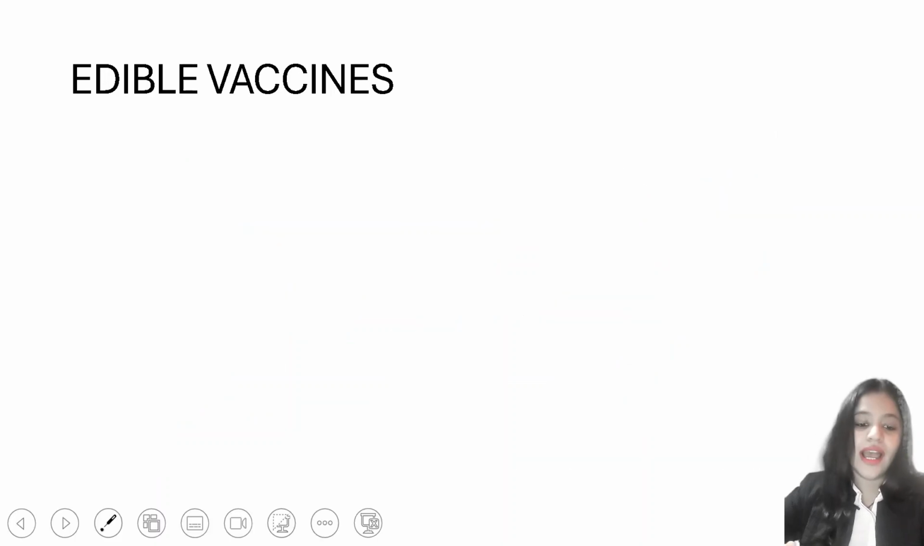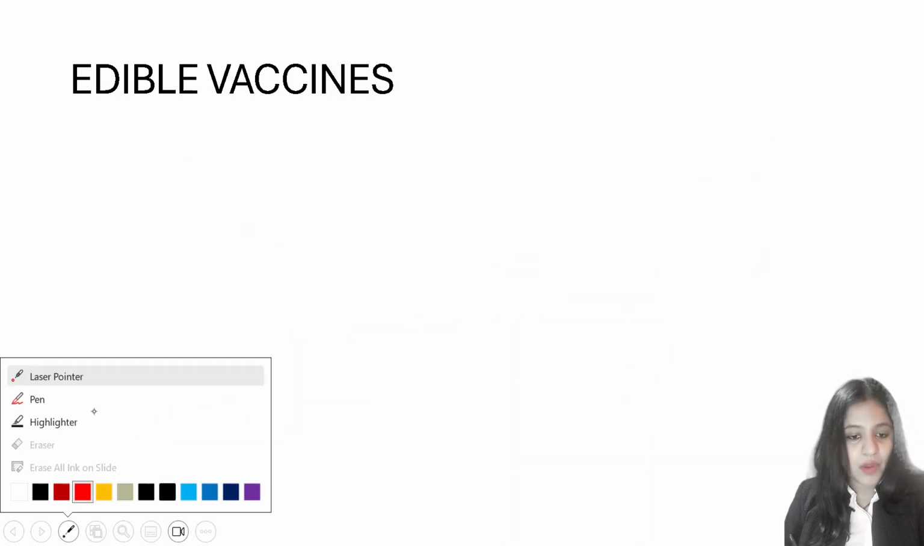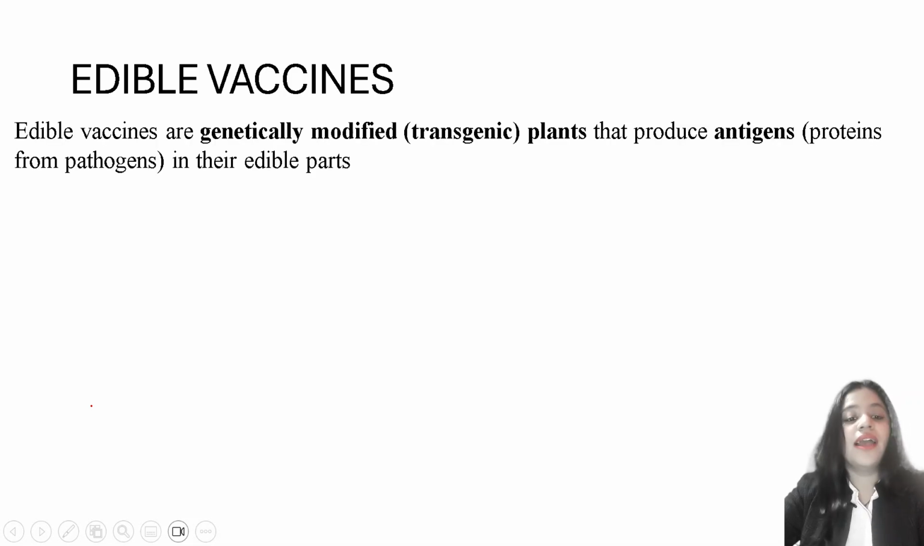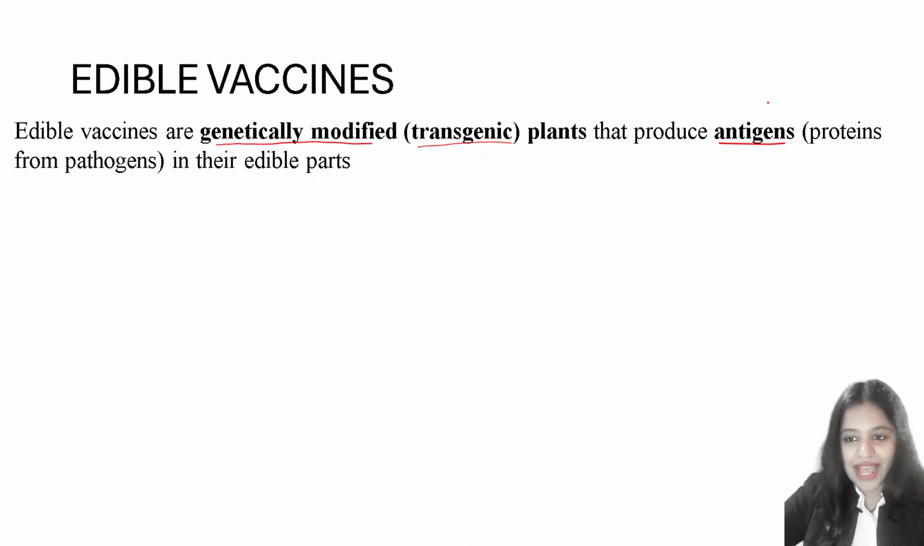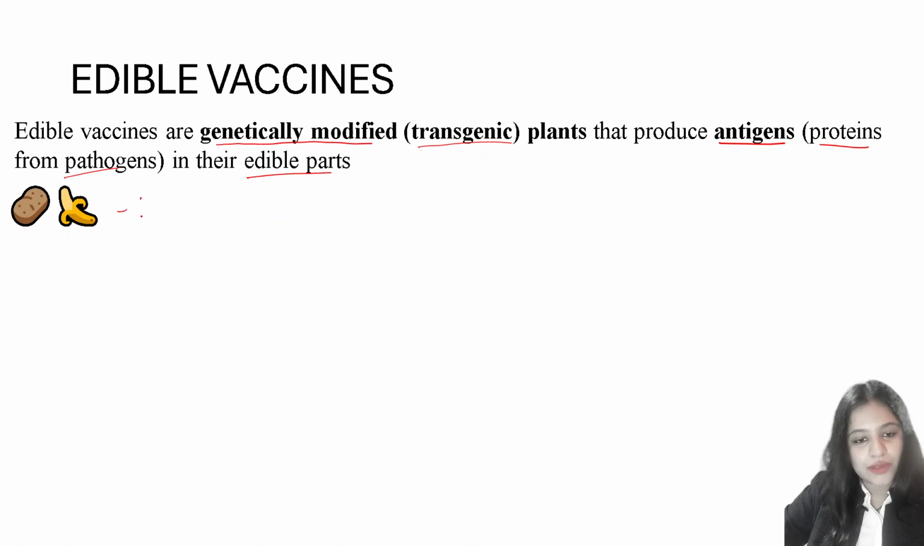Now, let's move ahead. Edible vaccines. What are edible vaccines? As you can see in this definition, they are plants. What kind of plants? Genetically modified plants. Such plants are called transgenic. What do these plants have? They are genetically modified and they produce antigens. Antigens are proteins from pathogens, produced in their edible part. That's why the name edible vaccine. Clear? So, this is the definition of an edible vaccine. Now, imagine this potato, or your banana.